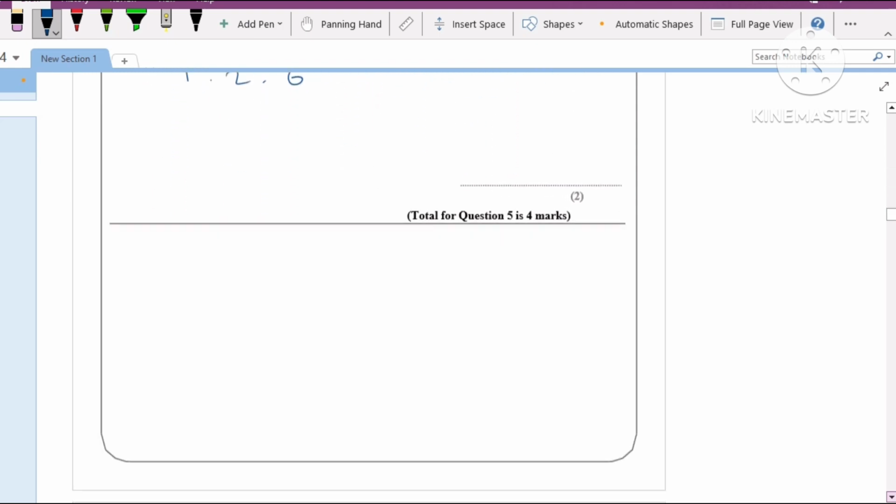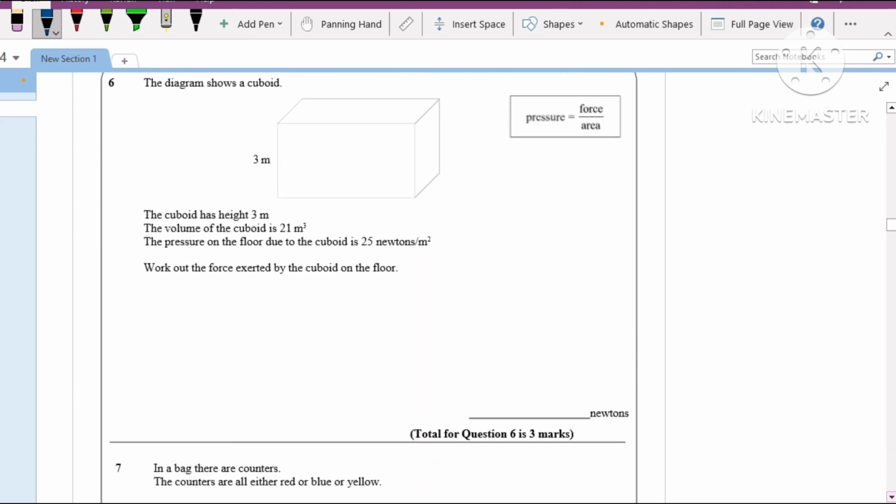The next question, question number 6, is from this formula. This formula is very much common, and fortunately this formula will be given in the paper. Pressure is equal to force over area. Remember that this area will be the area which is in contact with the earth. So in this shape, this area is in contact with the floor or with the earth. So you will find this area, times it by the pressure, you will get the force.